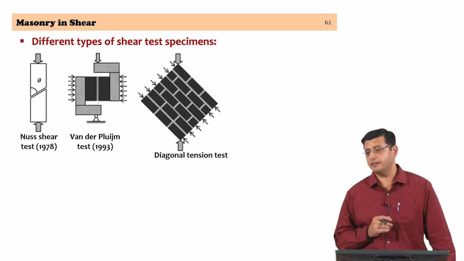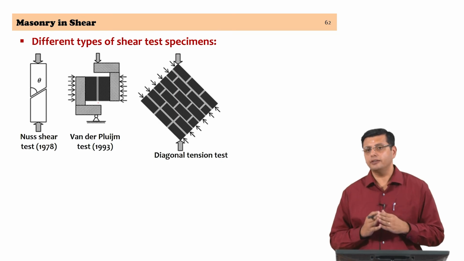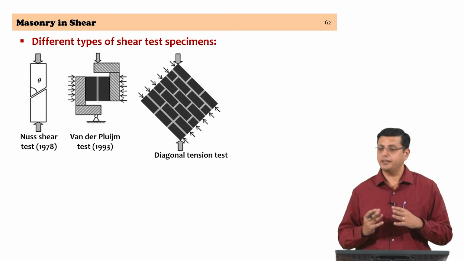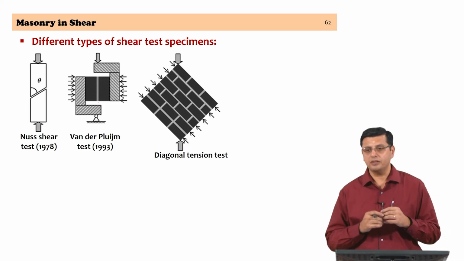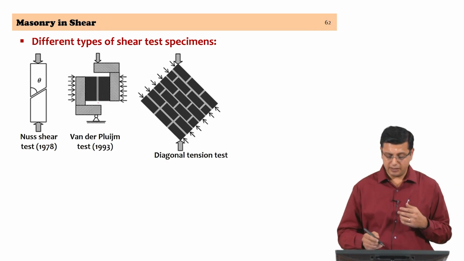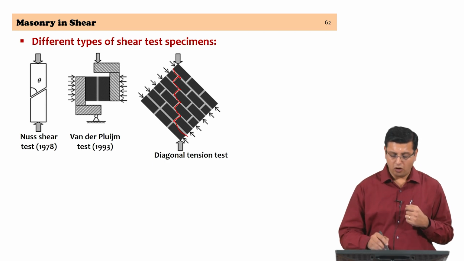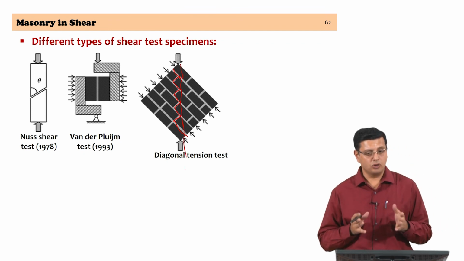There is another test referred to as the diagonal tension test, where depending on the strength of the masonry unit and mortar that you are looking at, the strength of the mortar and the strength of the interface itself, you can have different failure mechanisms here. The failure could actually go through the joint as a stepped failure, or it could actually rip through the entire panel itself.